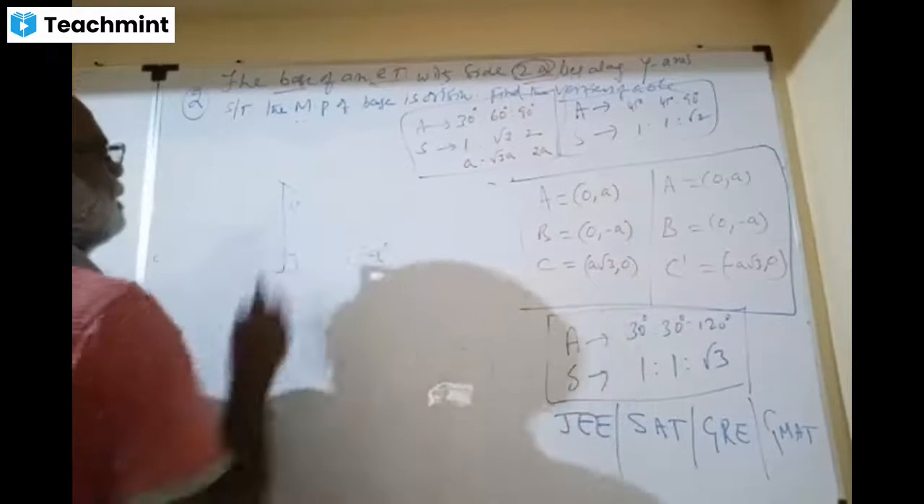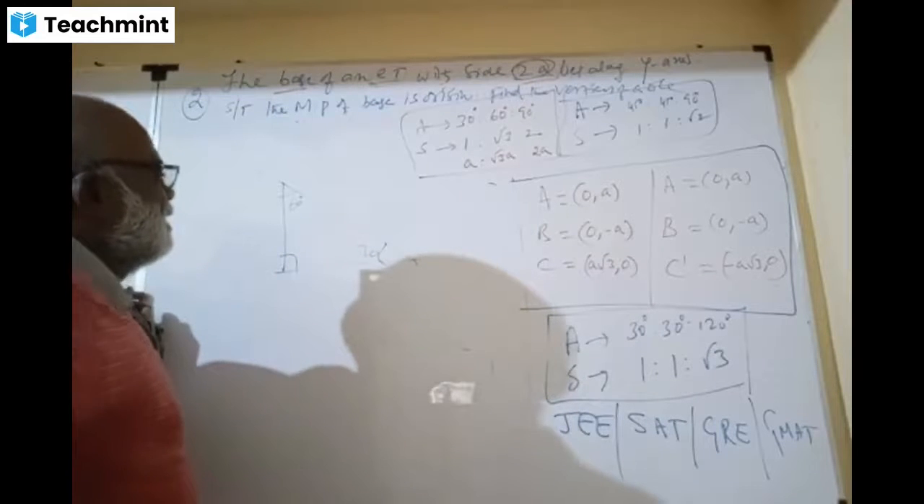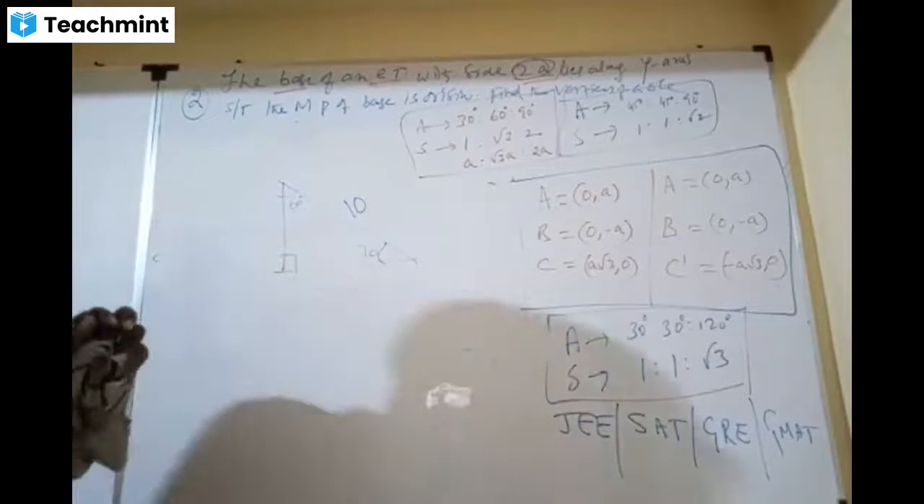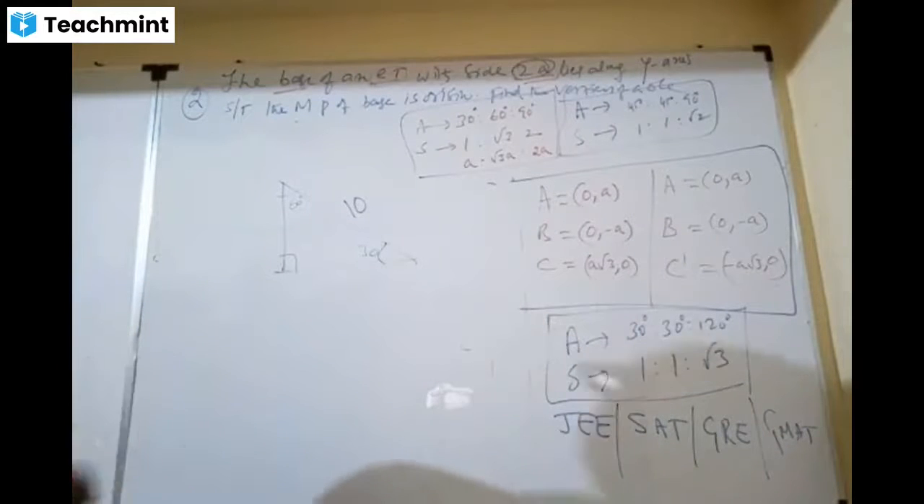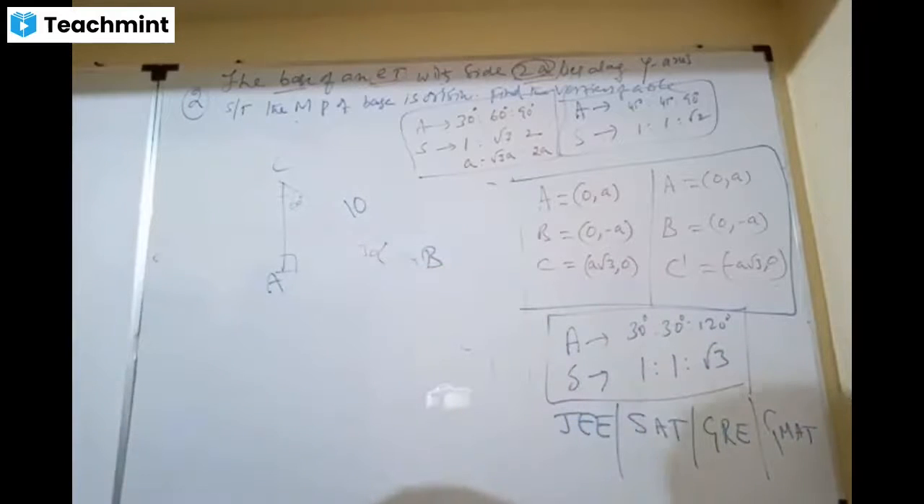30 and 60 degrees, and I am giving only one side here. This is 10. Can you tell the other two sides, Kavi, please? I'll just write A, B, C. Can you tell what is AC, please, Kavi?